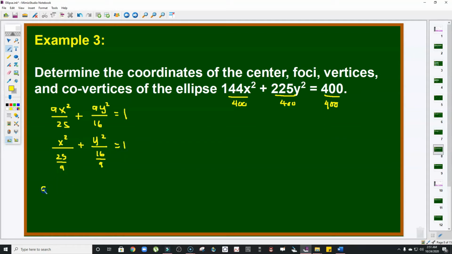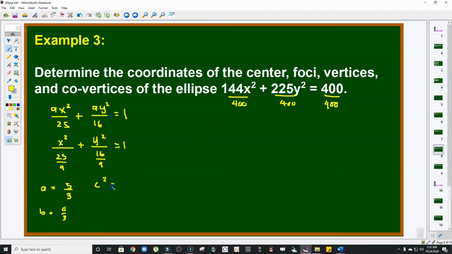So, meaning to say, ang a squared ko, ang a ko na lang, right? By the way, this 25 over 9 is greater than this. So, therefore, horizontal major axis. So, meaning, ang A ko, that is 5/3. So, I get the square root already. Kay B, get the square root of this one, that's 4/3.